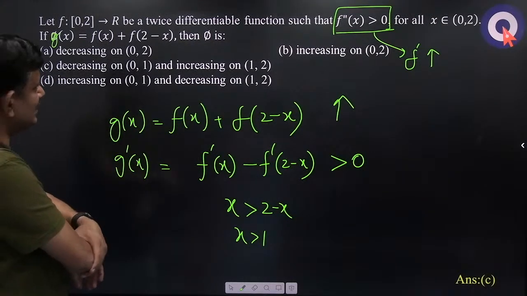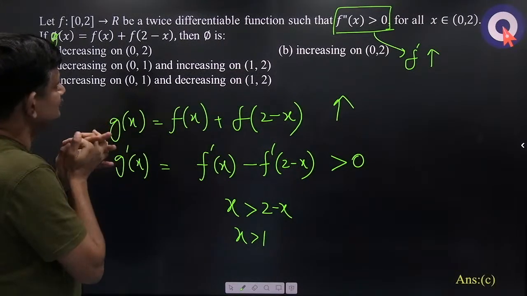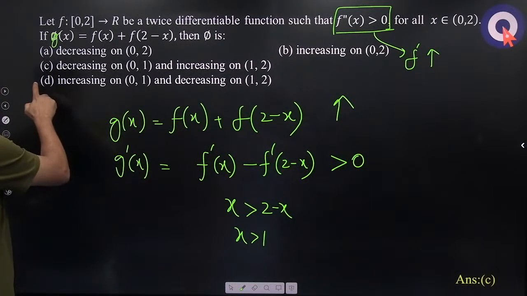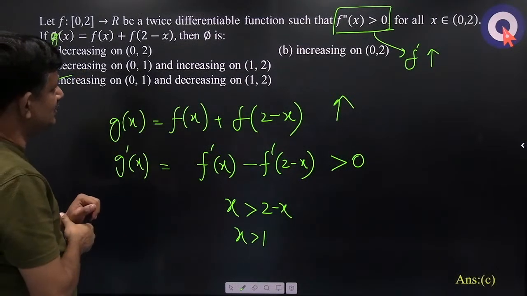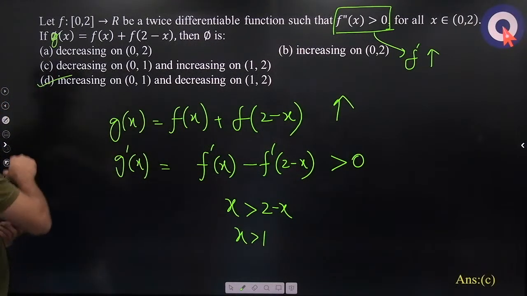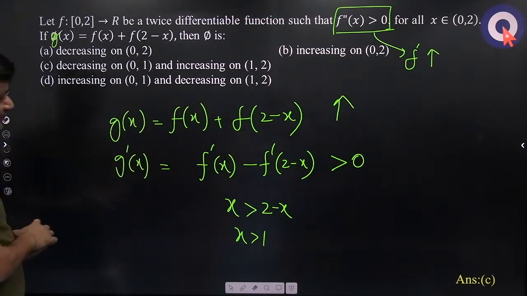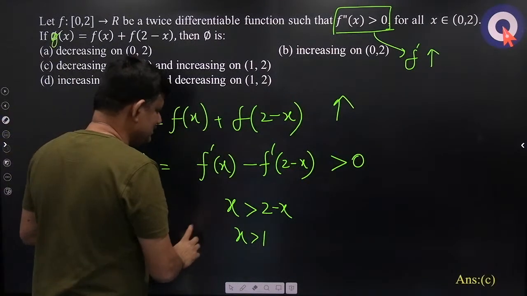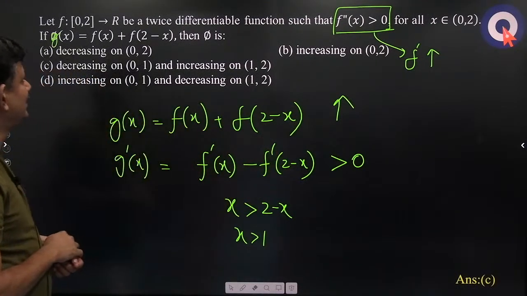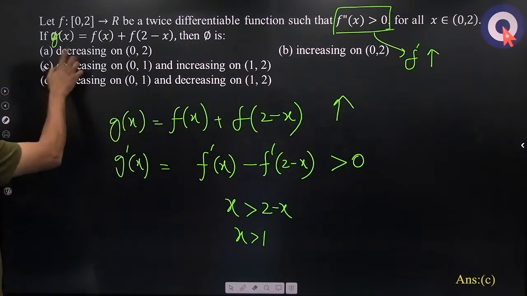So g of x is an increasing function for x greater than 1. And for x less than 1, what will happen? The inequality will reverse. g of x will be a decreasing function. So it is decreasing in 0 to 1 and increasing in 1 to 2. Option C.